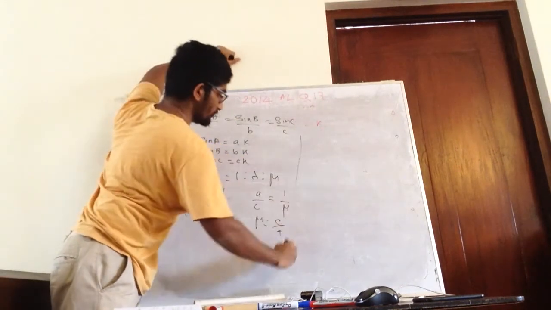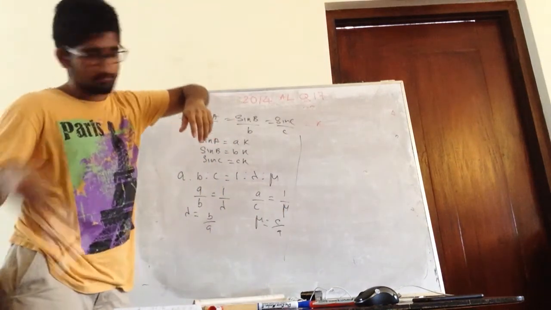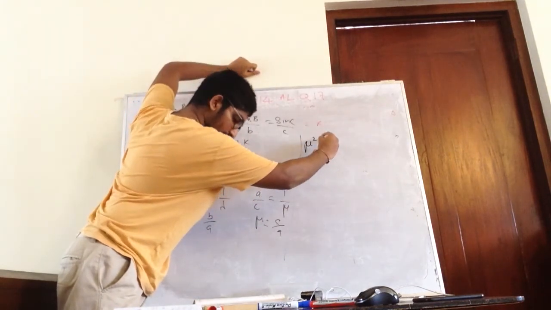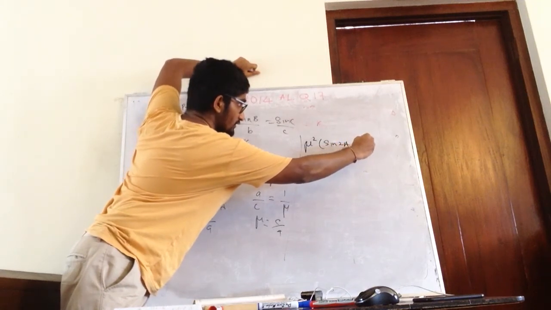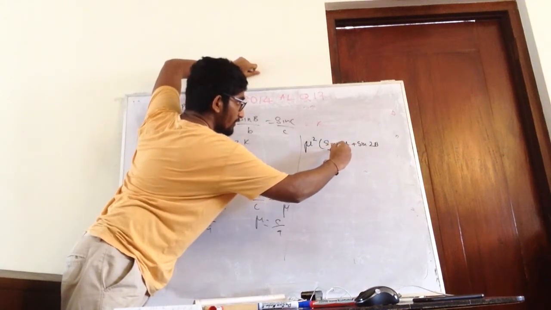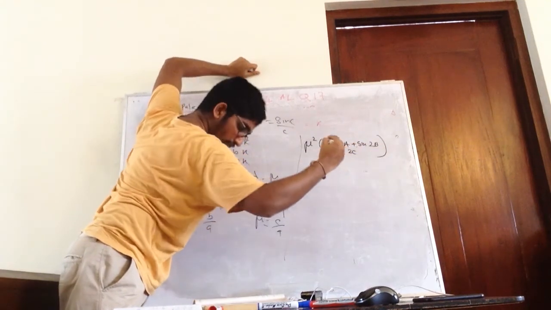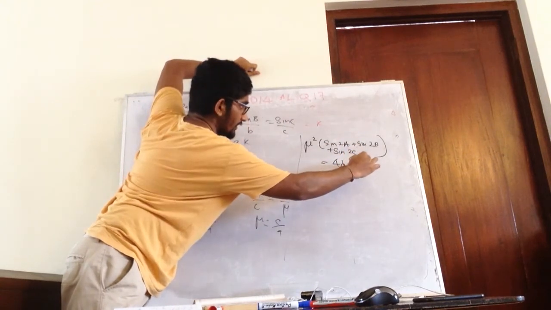They are telling us to prove mu squared sine 2A plus sine 2B plus sine 2C is going to be equal to 4 lambda sine 2C.